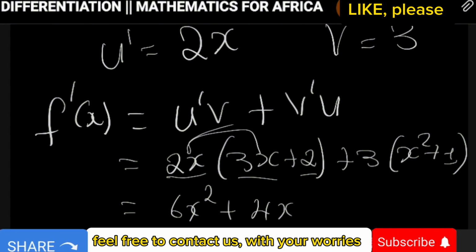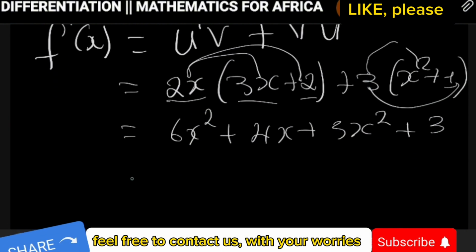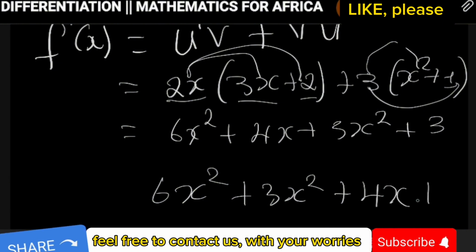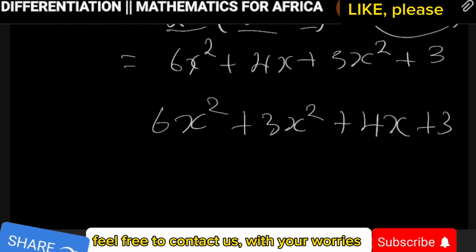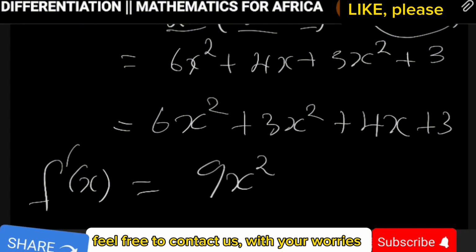Take this multiplied by this. Take this multiplied by this. Then we take 3 times x squared, we get 3x squared. 3 times 1 is plus 3. If you combine all of these, we simply get 6x squared plus 3x squared plus 4x plus 3. I just combine like terms, the x squared terms, to come together. And then finally my f prime of x will be equal to 6x squared plus 3x squared, which gives you 9x squared plus 4x plus 3.